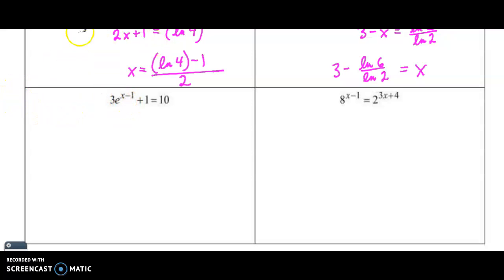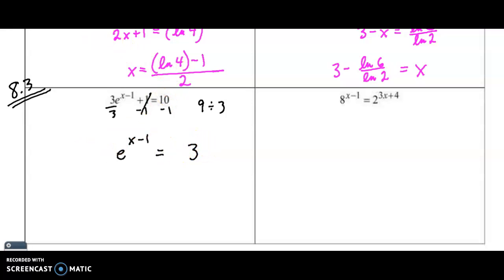Okay, pre-calc, we are still in 8.3, just continuing on. And remember, your first step is to get the exponent by itself. So what you'll see me do is subtract 1 over. So we're at 9, and then I'm going to divide both sides by 3. So 9 divided by 3. We're left with e to the x minus 1 is equal to 3.